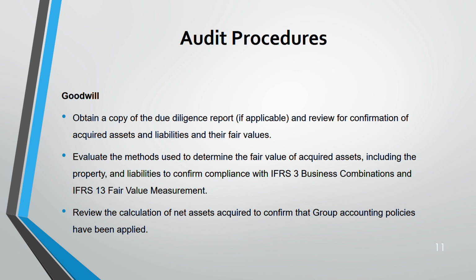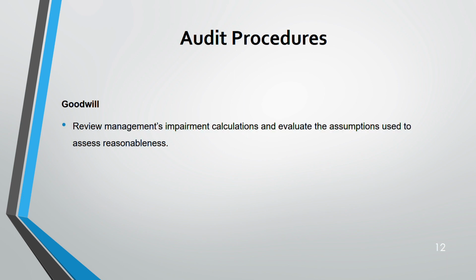You review the calculation of net asset and check that group accounting policies have been applied. Group accounting has to be there because goodwill comes only after acquisition. Goodwill is pretty long. Anyway, see, like non-current asset we have depreciation. Depreciation is a byproduct. It will come with non-current asset. Like for intangible asset development cost we have amortization. It's a byproduct. For goodwill also we have a byproduct known as impairment. Impairment comes under IAS 36. So you have to review impairment also.